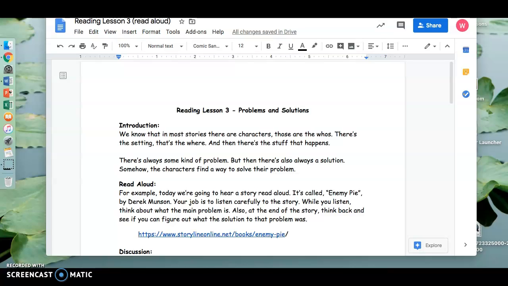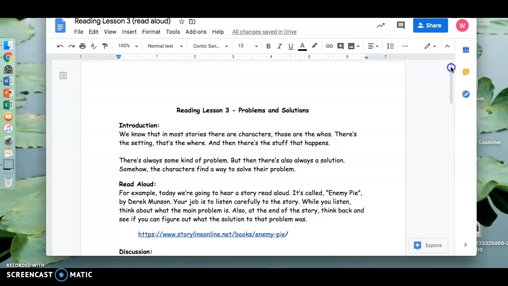Reading Lesson 3, Problems and Solutions. We know that in most stories, there are characters, those are the who's, there's the setting, that's the where, and then there's the stuff that happens. There's always some kind of problem, but then there's also always a solution. Somehow, the characters find a way to solve their problem.